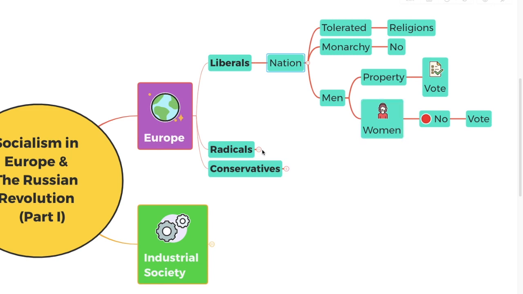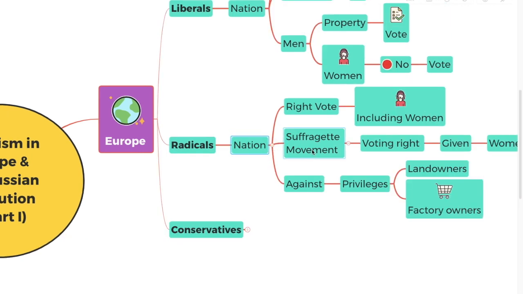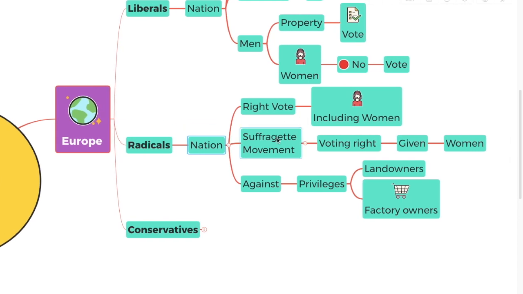What about the radicals? Radicals wanted a nation in which government was based on the majority of the country's population. Here they believed that women should have the right to vote, and that led to what is called the suffragette movement. Basically, what does that mean? A movement to give women the right to vote.